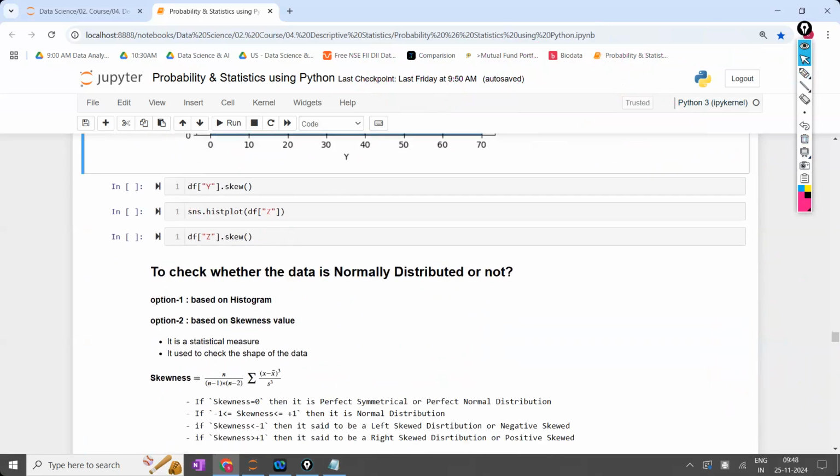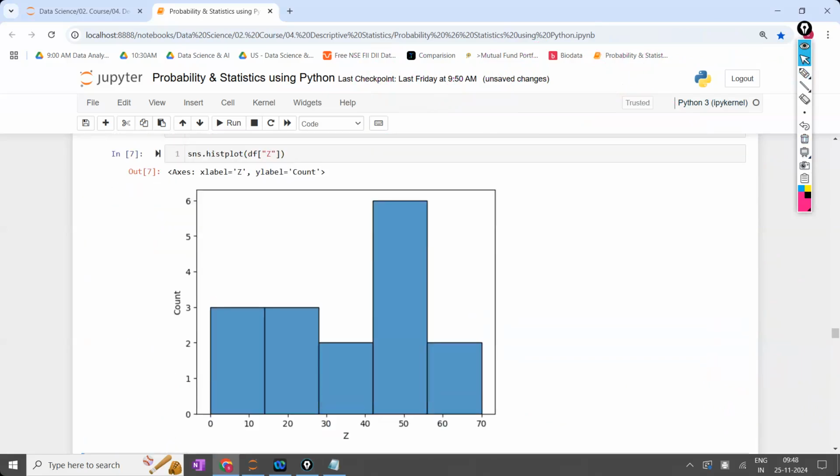Now, if I take another variable, the Z variable. First, is it symmetric, uniform, or non-uniform? Non-uniform. Whether it is symmetrical or not, I'm going to take the number of bins equal to 7.